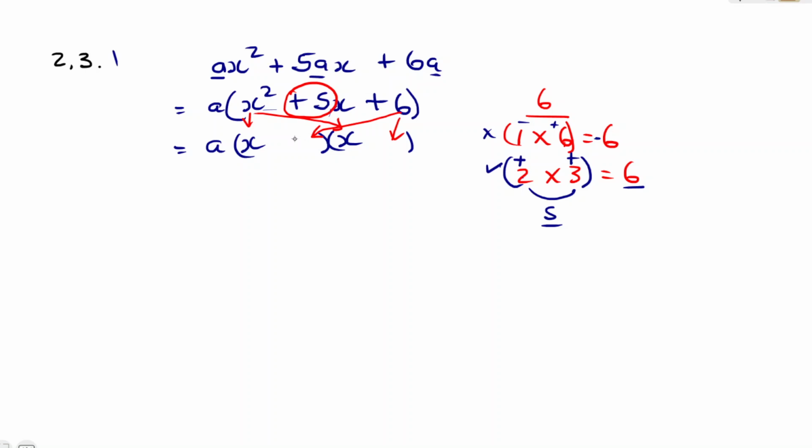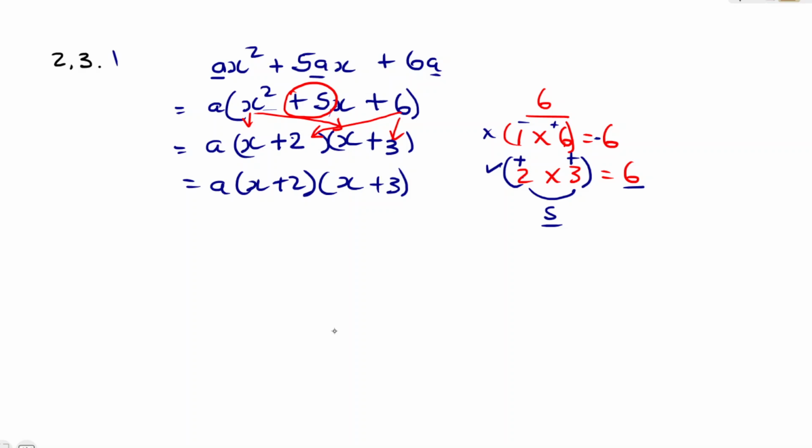So I'm going to put here a positive 2. I'm going to put here a positive 3. So my final answer is A equals x plus 2 bracket x plus 3. So that is the final answer, A equals x plus 2 times x plus 3. This is the final answer for our factorization of 2.3.1.